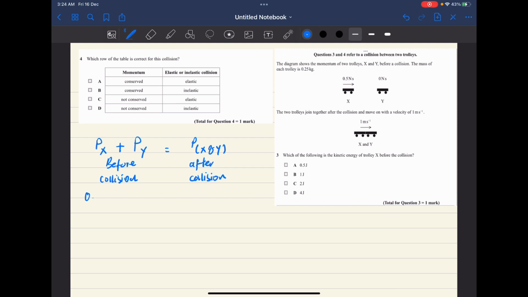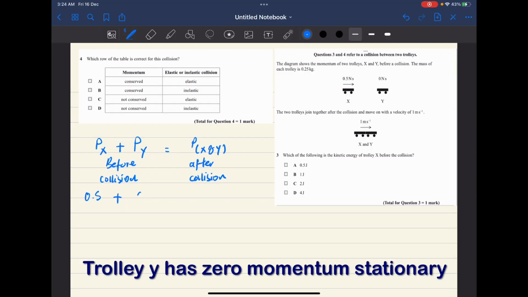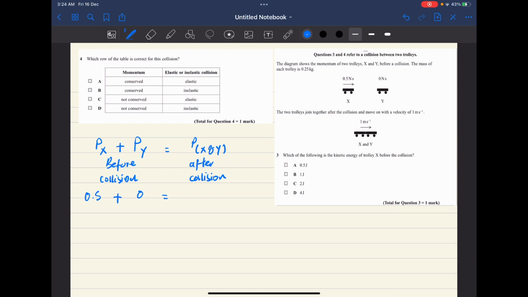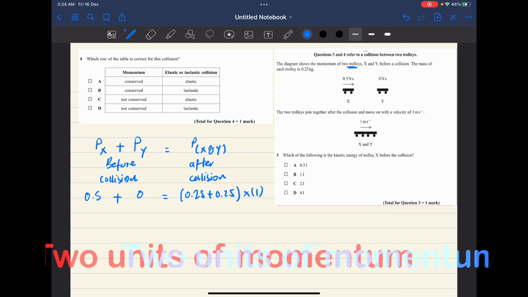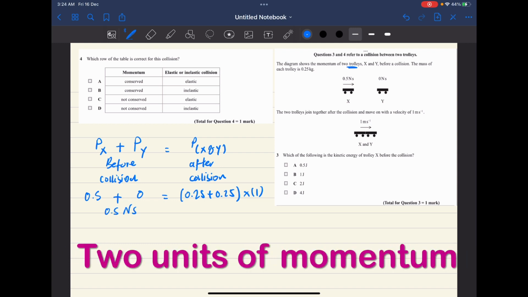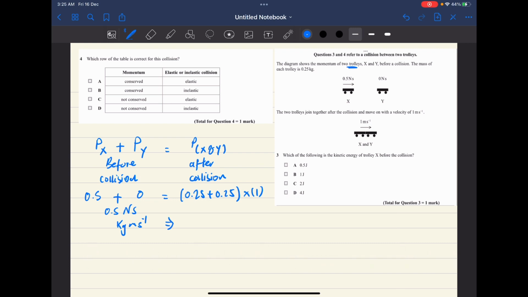For x, 0.5, y, 0. After collision for x and y, the combined mass of x and y is 0.25 plus 0.25, because the examiner said they have the same mass, times velocity, which is 1. The left side is 0.5 Ns, or kilogram meter second minus 1. The right side is 0.5 kilogram meter second minus 1, or Ns. As a result, the momentum is conserved.